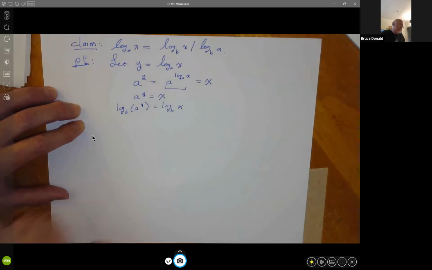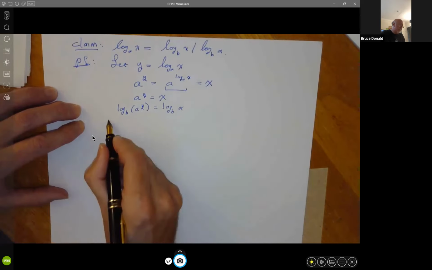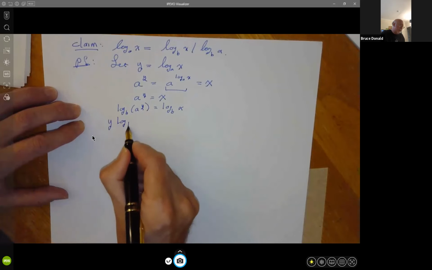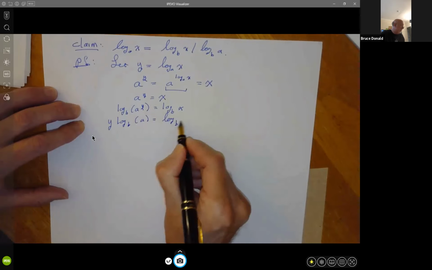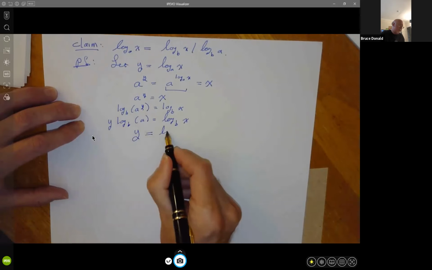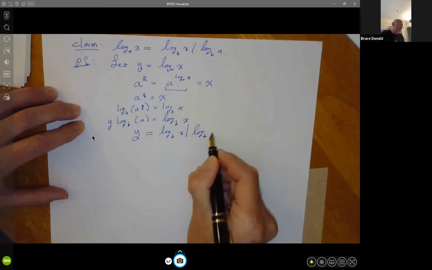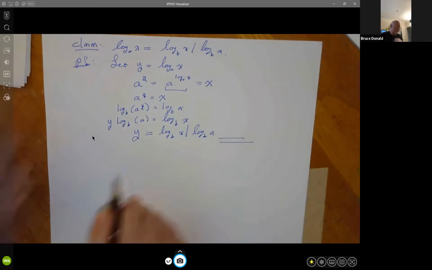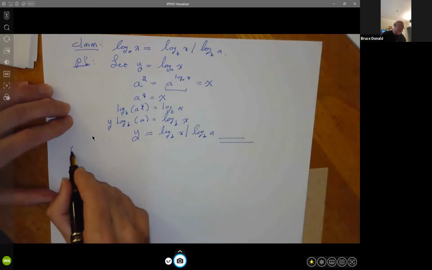Now I have log base b of a to the y. I can bring the y out in front. I can write y log base b of a is equal to log base b of x. And rearranging by putting it on the other side, that means y is log base b of x divided by log base b of a, as desired. And so we could prove this by a little manipulation. What I wanted to point out to you now is, what's our proof technique here?